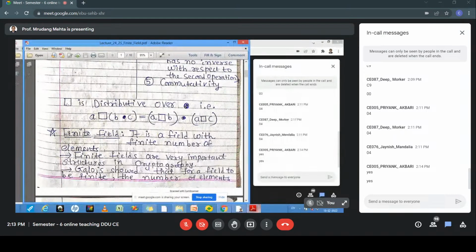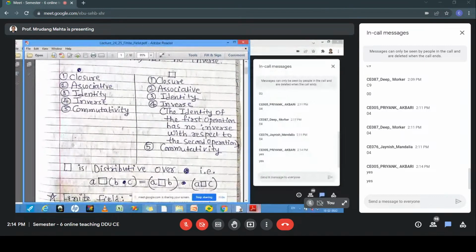Now this second operator is distributive over the first operator. Distributive means a second operator, in the bracket b first operator c, can be written as a second operator b, first operator a second operator c. Okay, it is the distributive property.